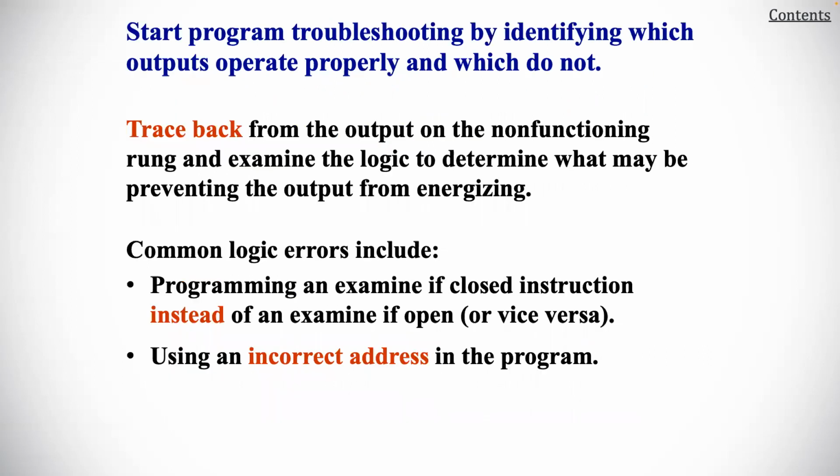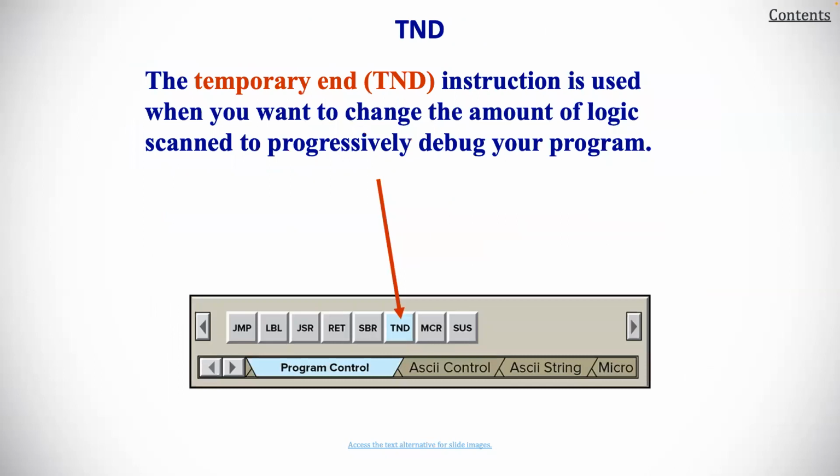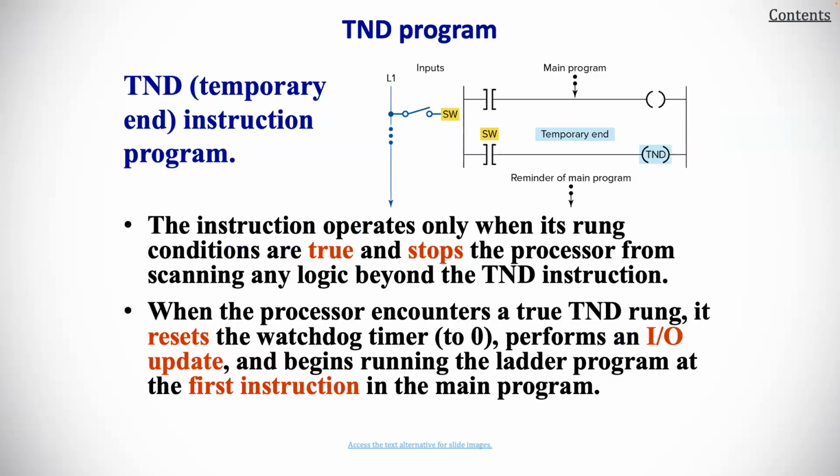To start program troubleshooting, you can trace back from the output of the non-functioning rung. Common logic errors include programming an examine if closed instruction instead of an examine if open or vice versa, and using an incorrect address in the program. Force on and force off allow you to turn specific bits on or off for testing purposes, so that can be something useful. You can use a temporary end instruction, so you can pause and get into a single step type of mode. That can be a benefit.